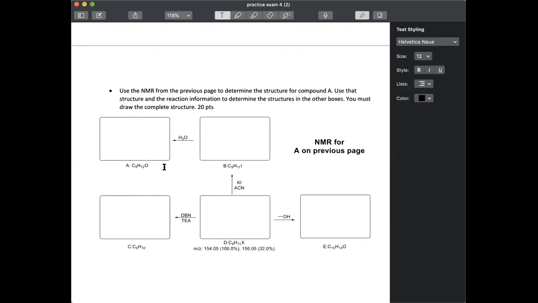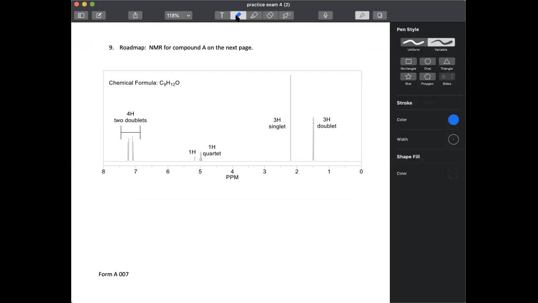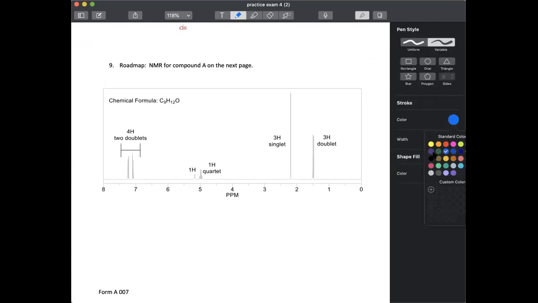Okay, so the formula is this. Let's go through our NMR things. What is the degree of unsaturation going to be? Yeah, it's 4. So we know if it's 4, we have a benzene ring. What else? We have to figure out what the substitution pattern on this ring is.